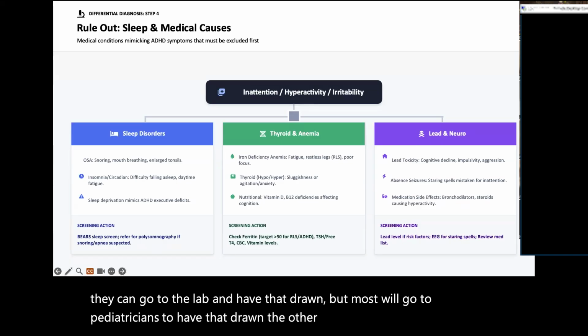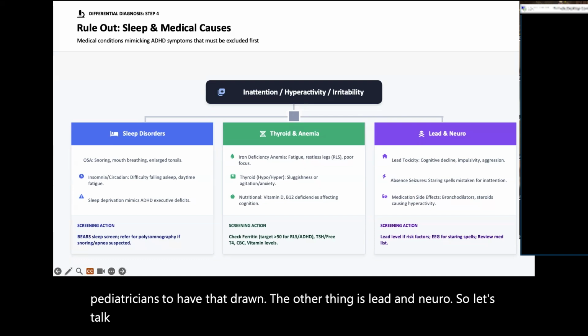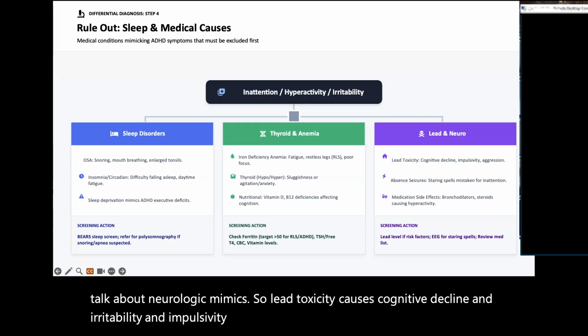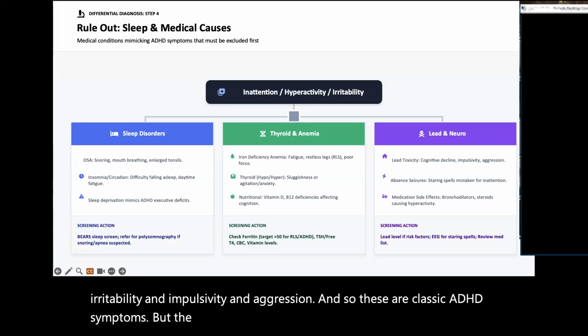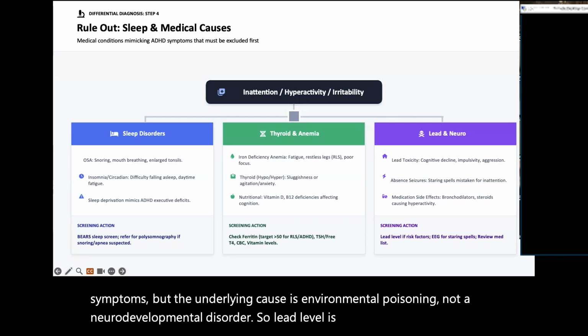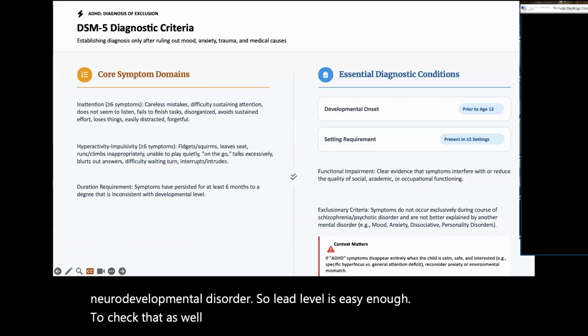The other thing is lead and neuro. So let's talk about neurologic mimics. Lead toxicity causes cognitive decline and irritability and impulsivity and aggression. And so these are classic ADHD symptoms, but the underlying cause is environmental poisoning, not a neurodevelopmental disorder. So lead level is easy enough to check as well, as will an EEG be.